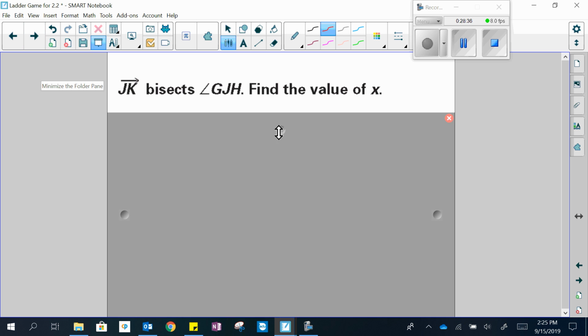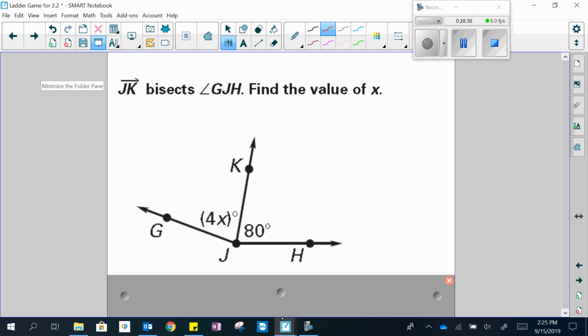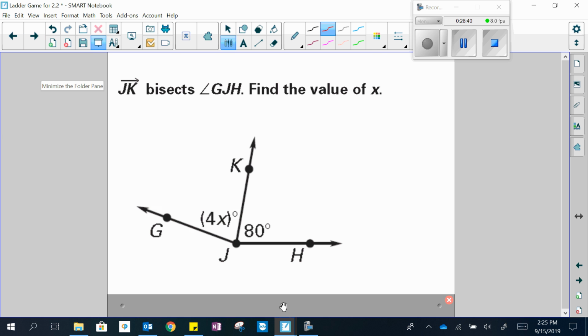All right, here's another one. Find the value for x also. Pause the video. So here, these two angles are congruent. So 4x equals 80, divide by 4, and x equals 20.